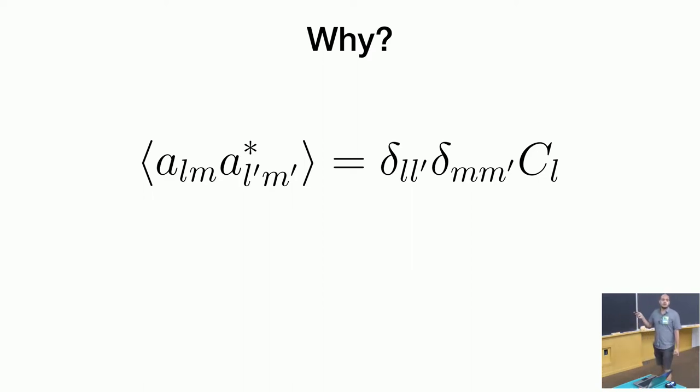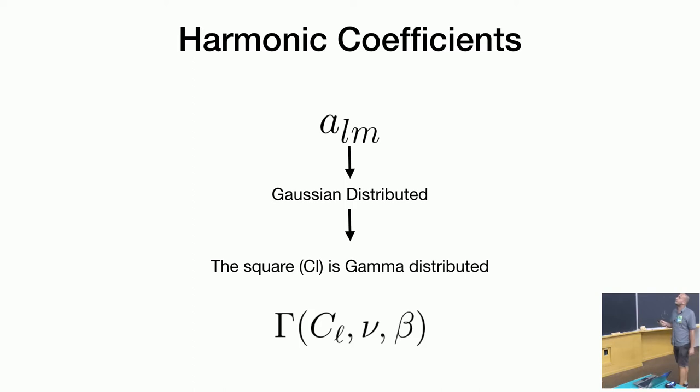Here we can see the definition of the CLs. The CLs are just the square of the spherical harmonic coefficients. The spherical harmonic coefficients are Gaussian distributed. The square, we can see, again with some back of the envelope math, that the square of a Gaussian distributed random variable behaves like a gamma distribution. In this case, the square of a_lm is the CL. So while the probability distribution function of the a_lm is a Gaussian, the one of the CL is not like this.